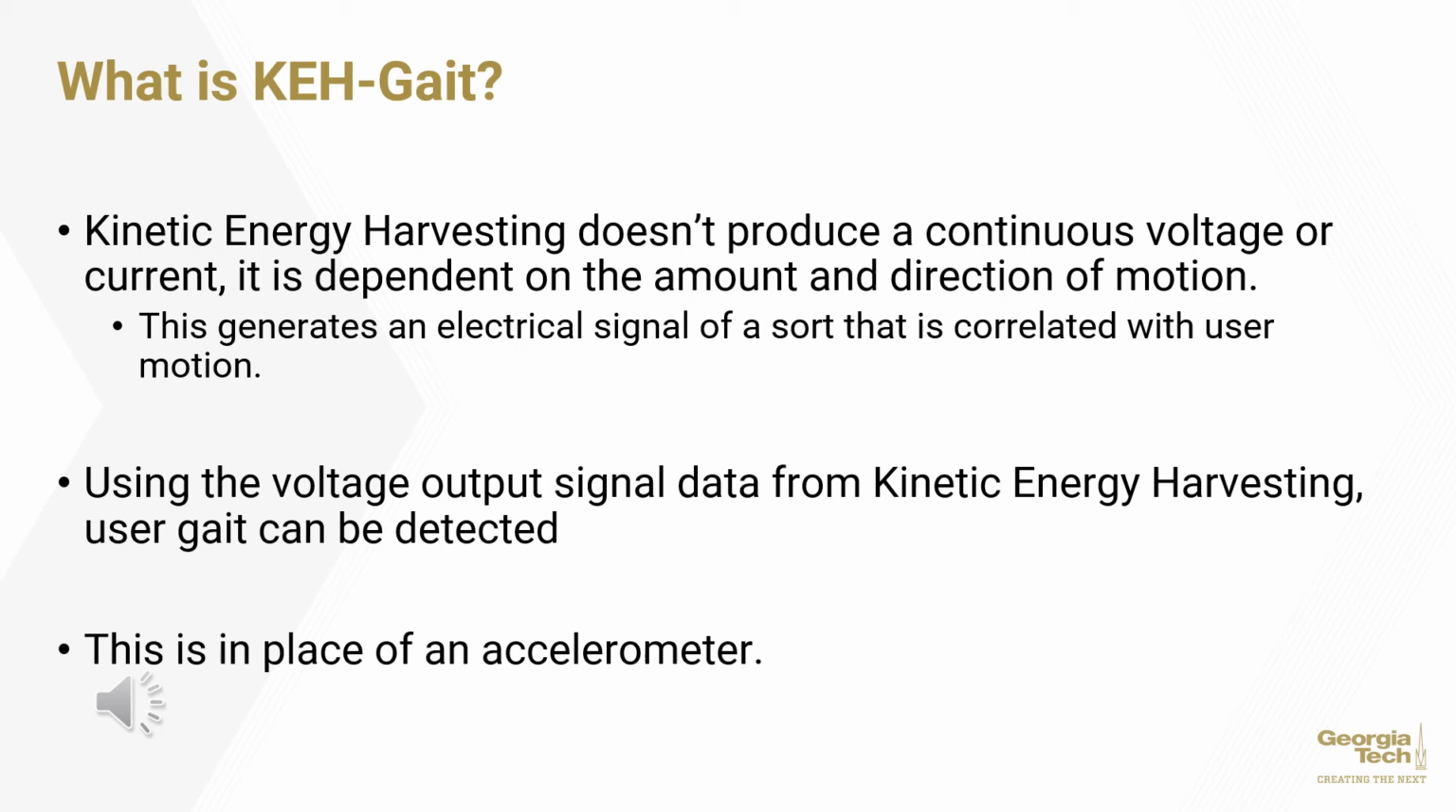This voltage output signal can then be used in place of an accelerometer to detect a user's gait to use for authentication purposes. The goal is to use KEH in place of an accelerometer to save power.